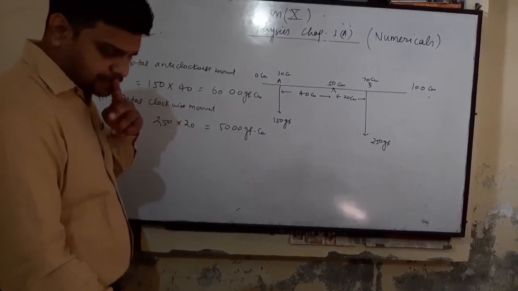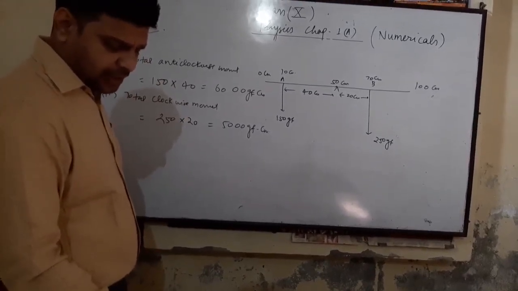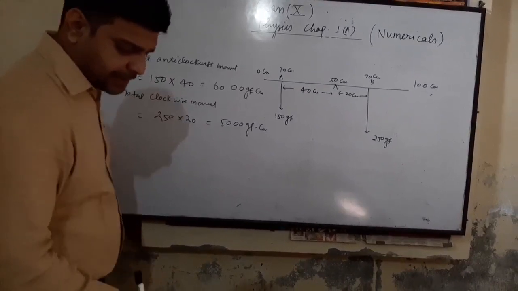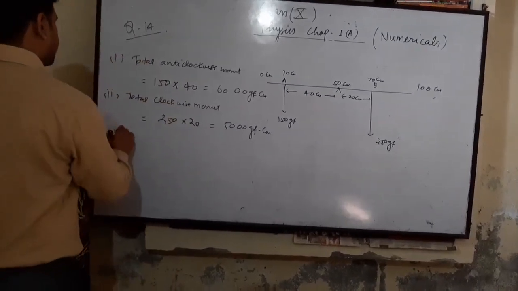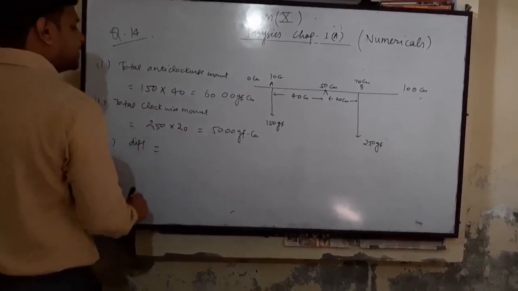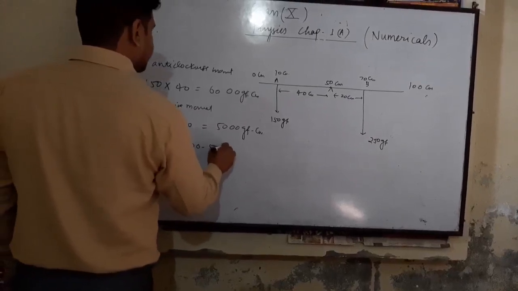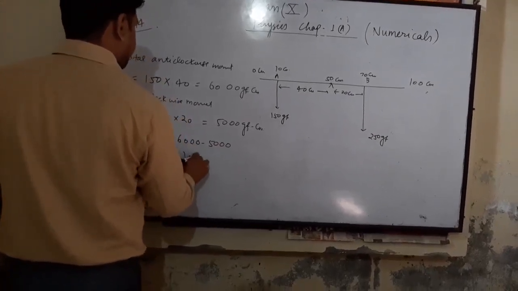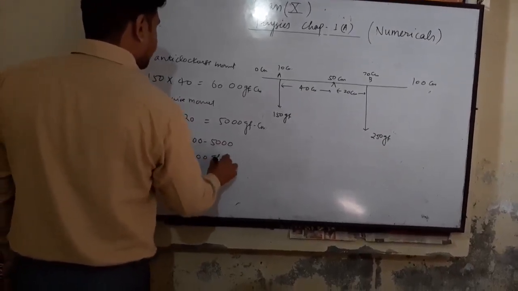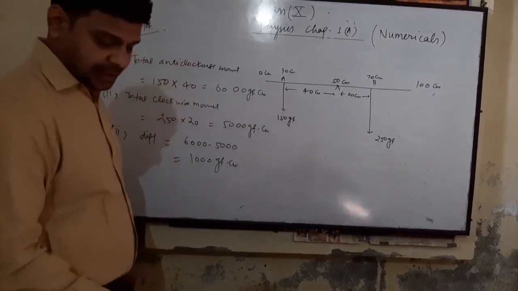Now, the difference of anti-clockwise and clockwise moment. The difference is 6000 minus 5000, 1000 gram force centimeter. This is the difference.